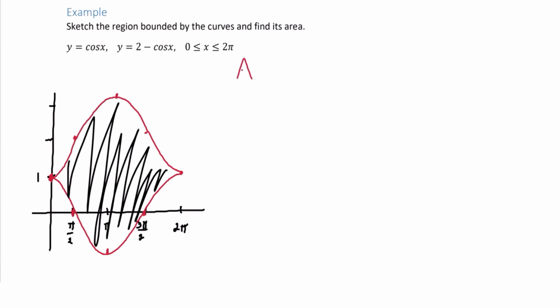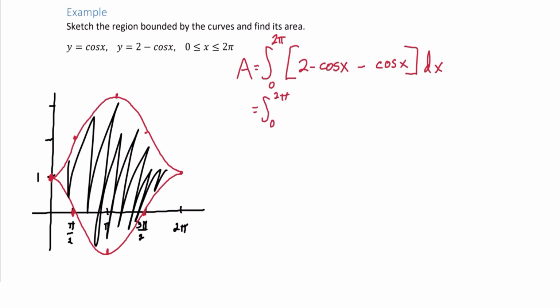The area is the integral from 0 to 2 pi, and we have the upper curve, which is 2 minus cosine x, and then we'll subtract the lower curve, cosine x, dx. Simplifying this, we get the integral from 0 to 2 pi of 2 minus 2 cosine x dx.